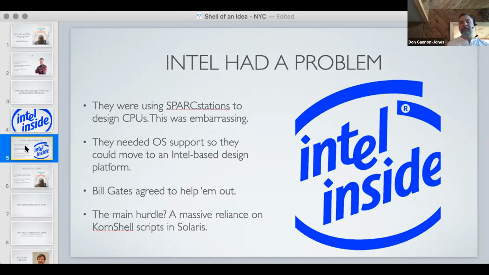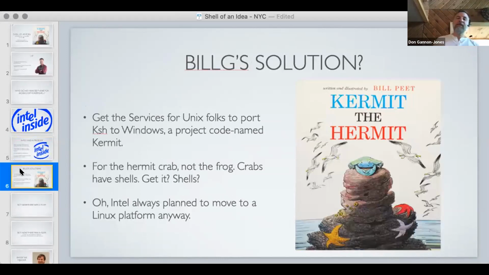And so Bill said, all right, you know what we're going to do? We're going to get our services for Unix people to port Korn shell to Windows. And that project was codenamed Kermit, not after the frog, but after the hero of a Bill Peet book called Kermit the Hermit, because he was a hermit crab, so he had a shell. Get it? And it started with a K. You know, code names back in the day weren't thought of too rigorously.